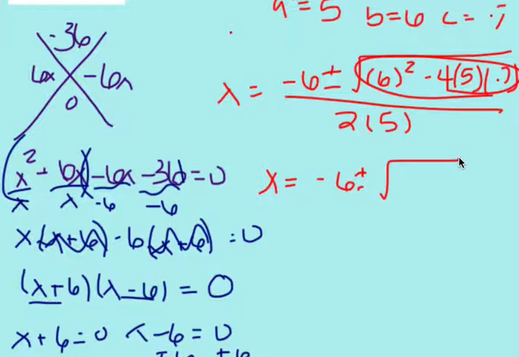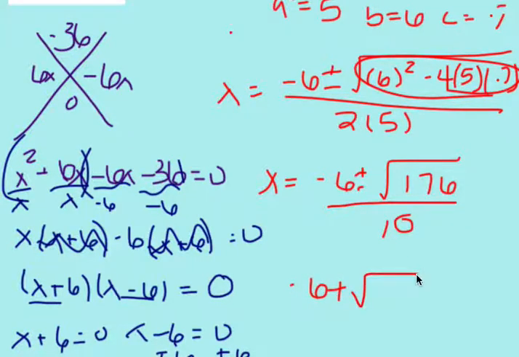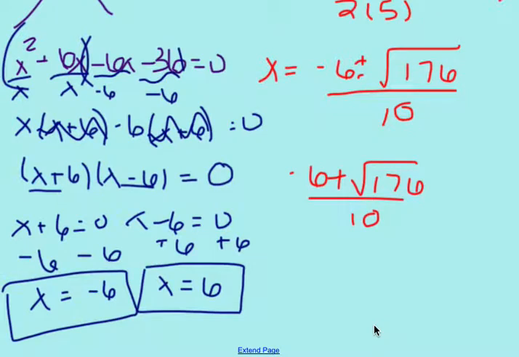Once you do that in your calculator, you end up getting 176. You should be trying this in your calculator along with me to make sure you can do it right. And 2 times 5 is 10. So now we're going to take it and split it up. We're going to do negative 6 plus the square root of 176. You're going to type that in your calculator and hit enter, and then you're going to divide it by 10. Once you do that, you're going to get 0.73.